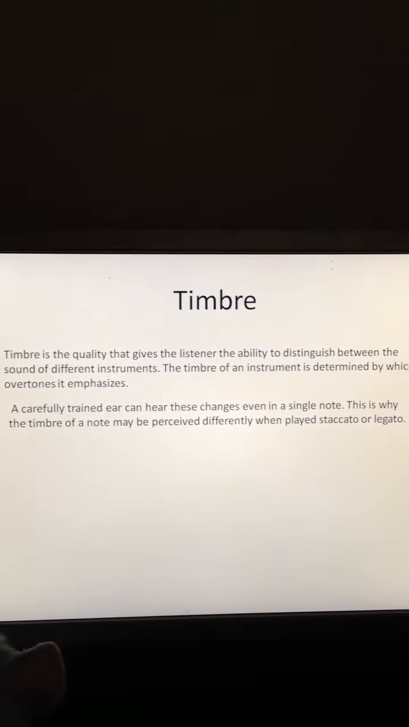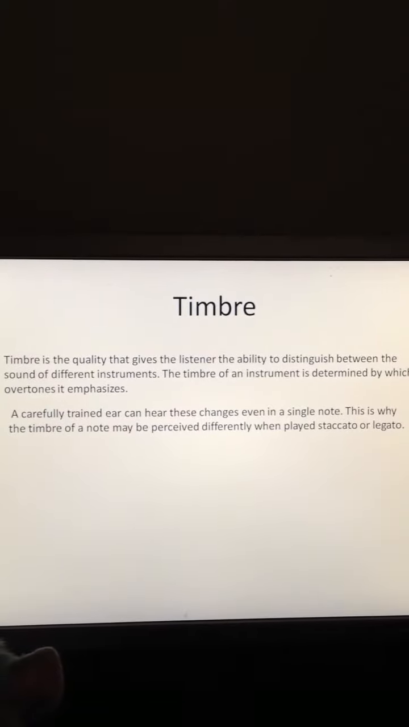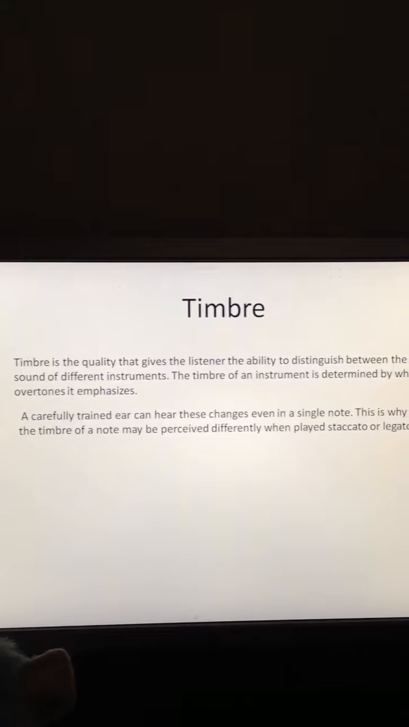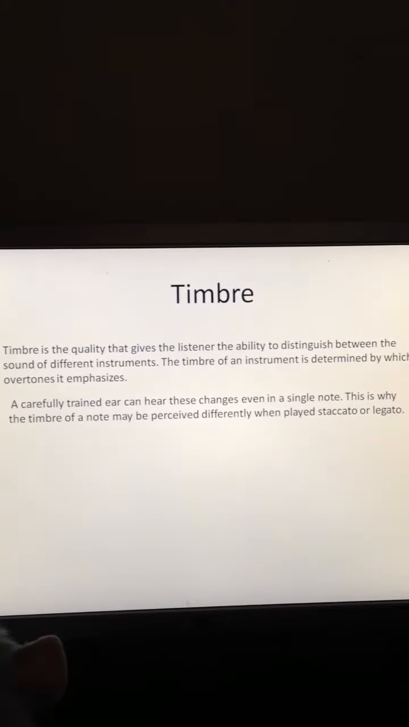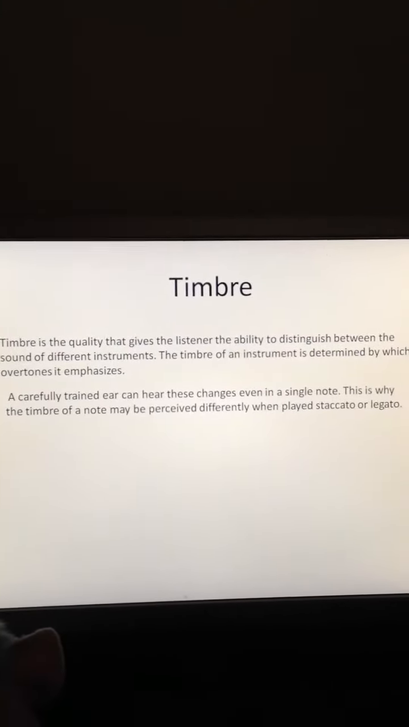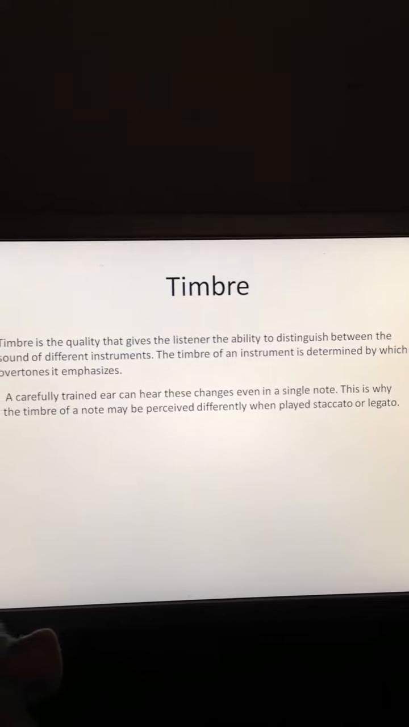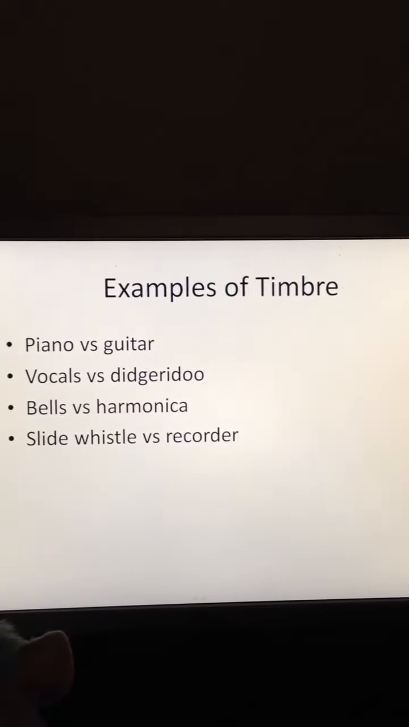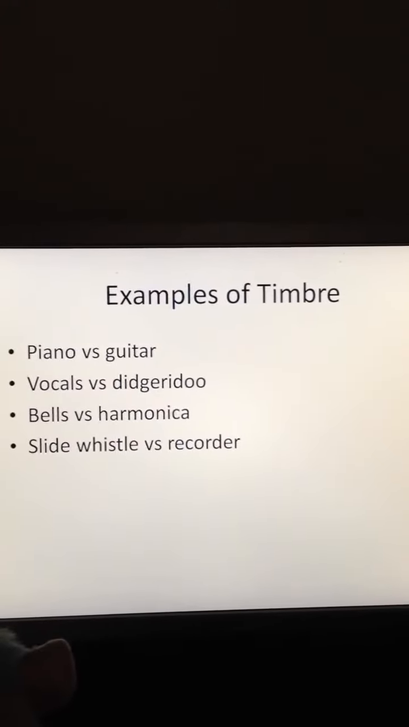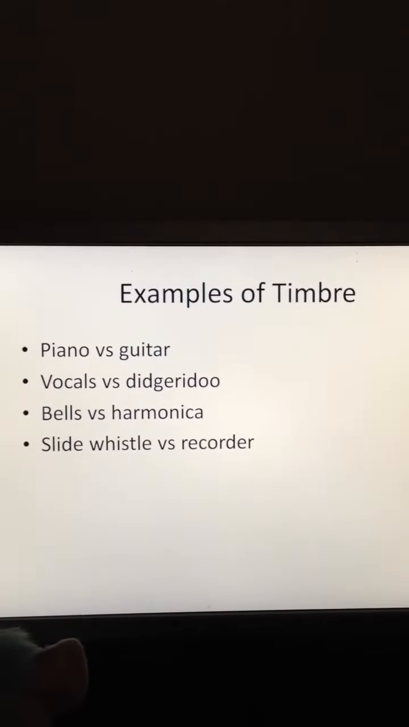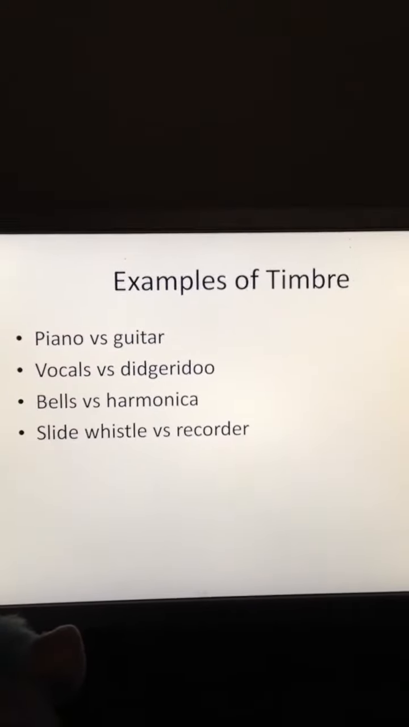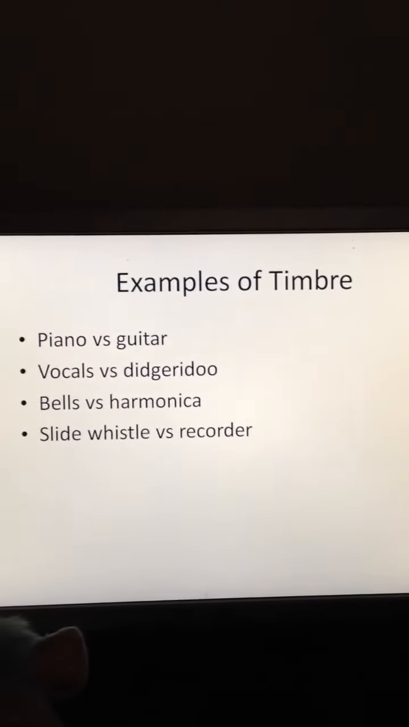Timbre is the quality that gives the listener the ability to distinguish between the sounds of different instruments. The timbre of an instrument is determined by which overtones it emphasizes. A carefully trained ear can hear these changes even in a single note. This is why the timbre of a note may be perceived differently when it is played staccato or legato. Some examples of timbre: piano versus guitar, vocals versus didgeridoo, bells versus harmonica, slide whistle versus recorder.